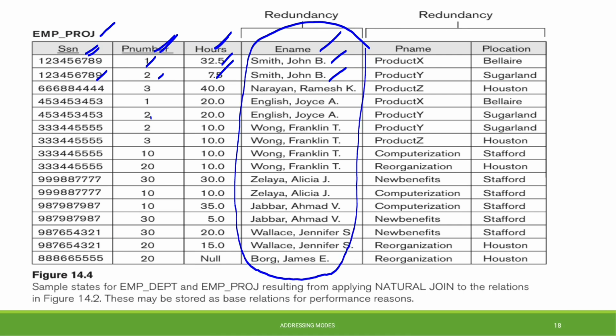Then project number here means which project, that project name, and what is the location of that, so that has to be repeated. So this is also redundant information. For every project number, that has to be repeated.